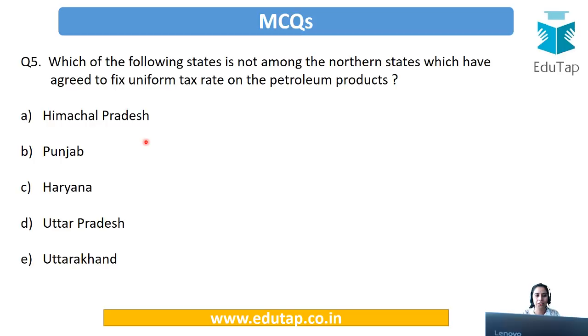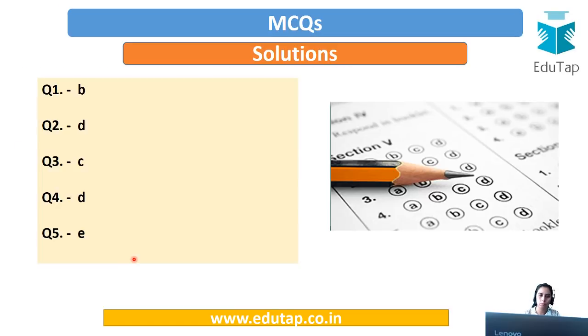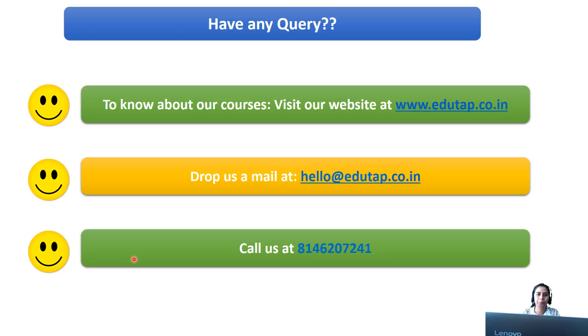So your answer here is Uttarakhand. So Uttarakhand is the state particularly which is not going to come up in this fixing of the uniform tax rate. So just tally your answers here, and if you have missed it, note the answer here. Here are your important answers.